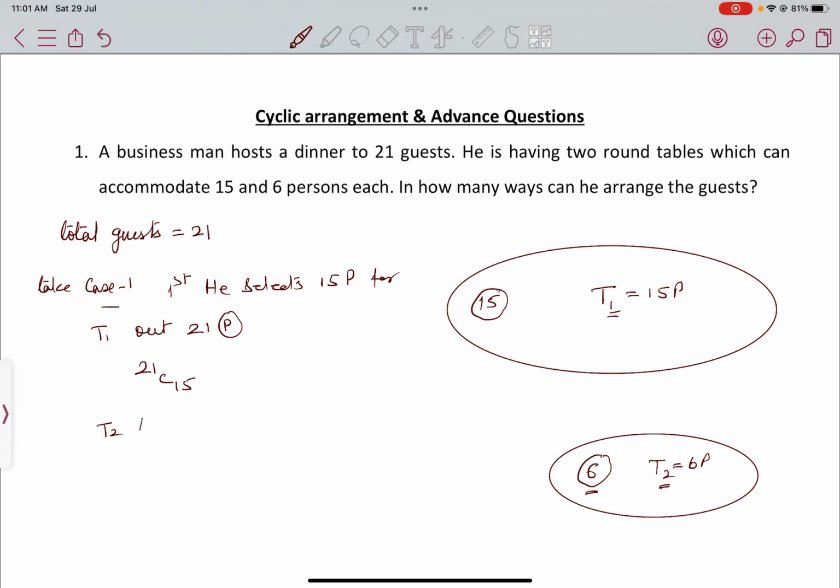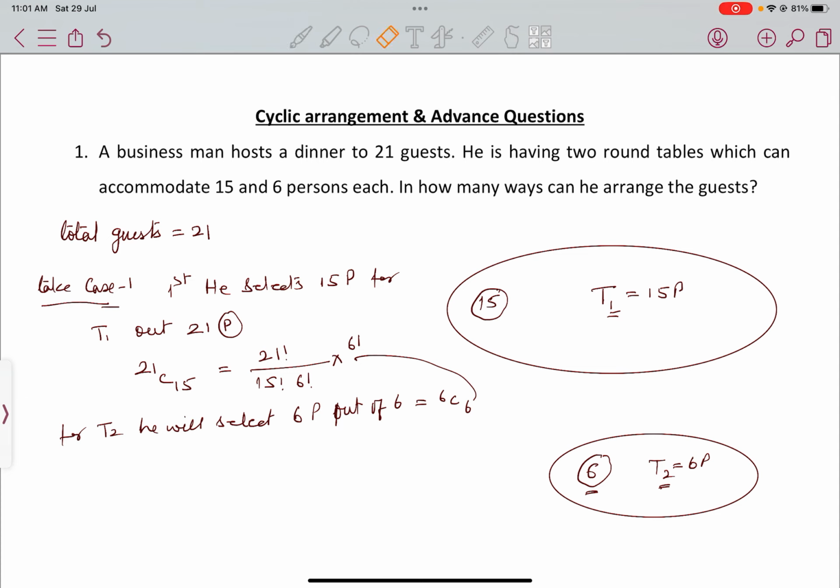And for T2 he will select 6 persons out of 6. This becomes 6C6. This is case 1. So this is equal to 21 factorial divided by 15 factorial 6 factorial, multiplied by 6 factorial divided by 6 factorial and 0 factorial. This is the result till the selection is made only. Still seating is not made, only selection of people is made.